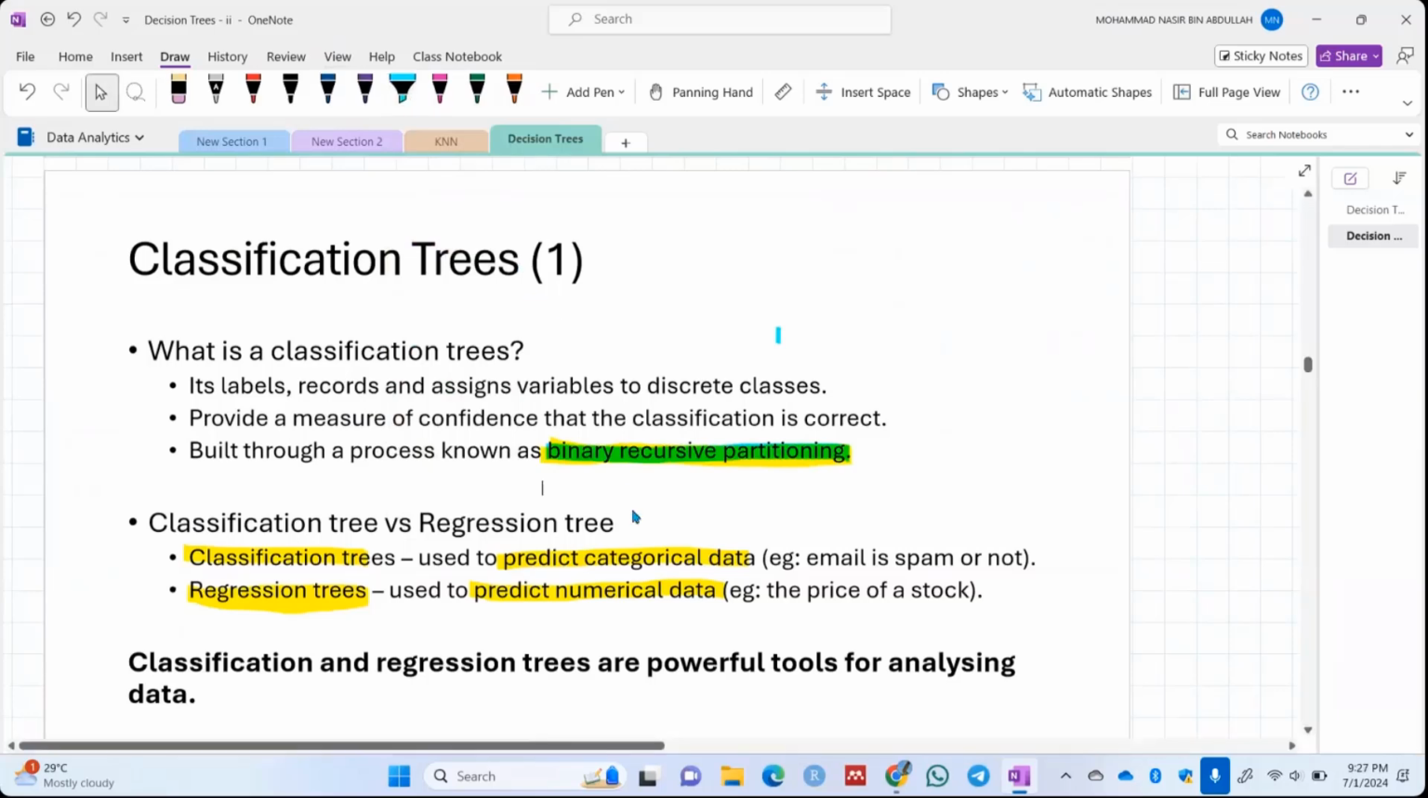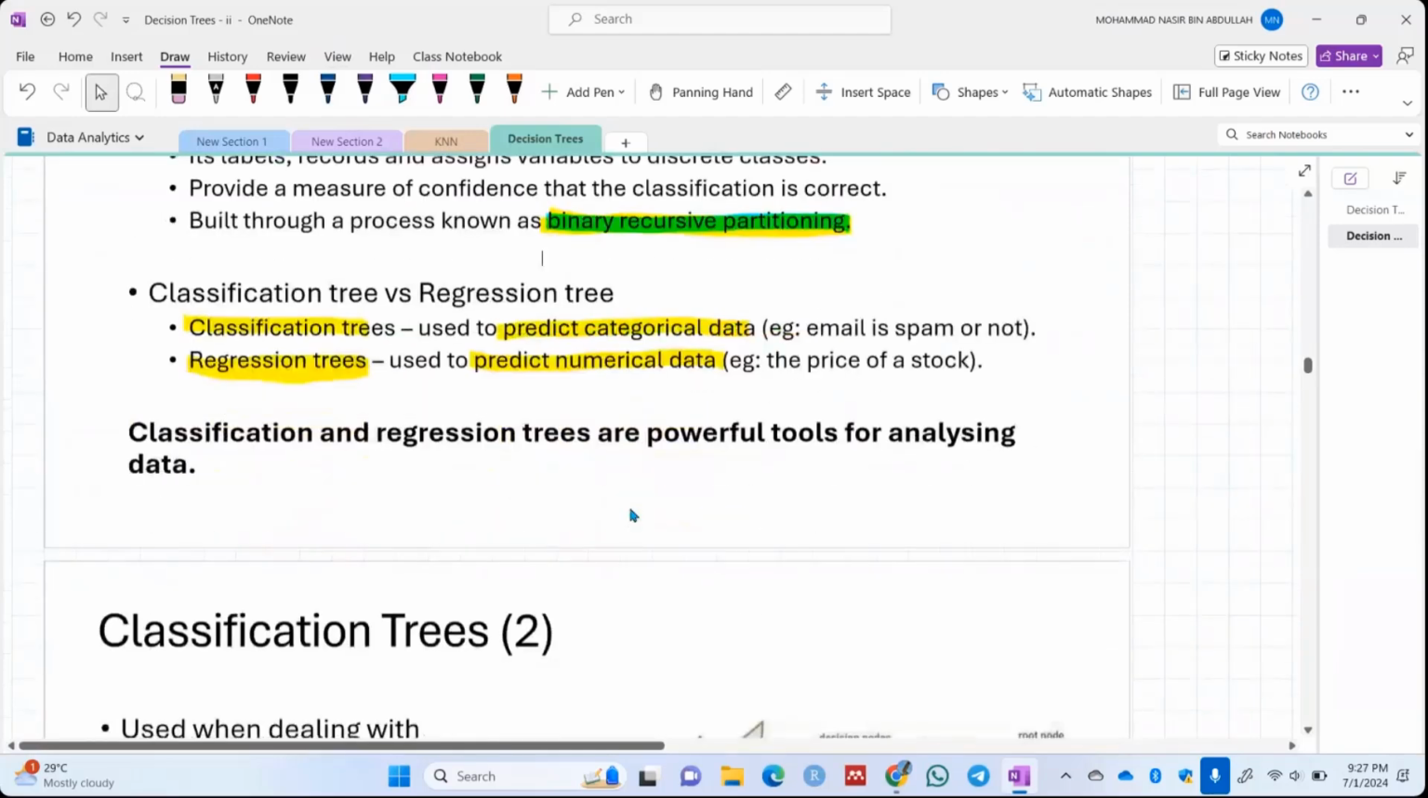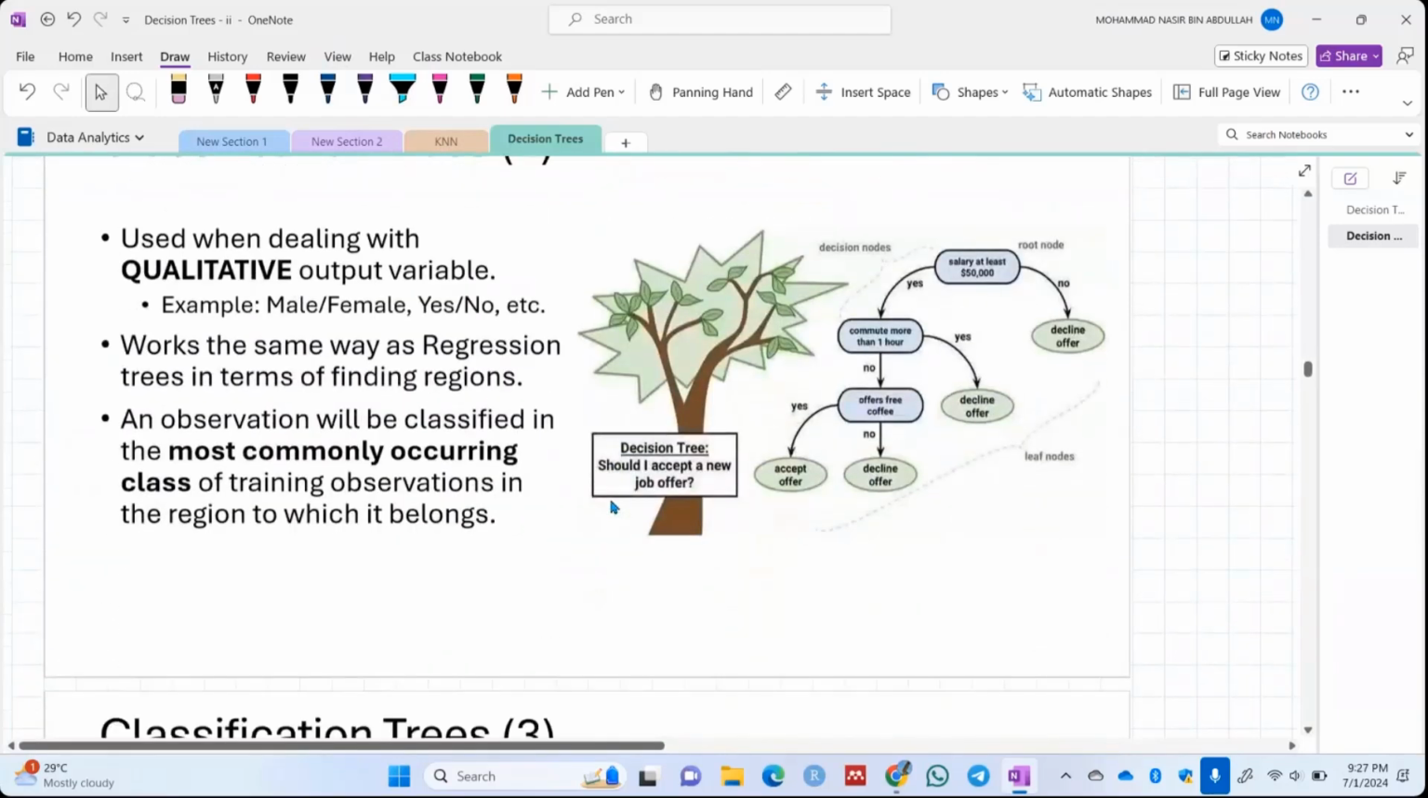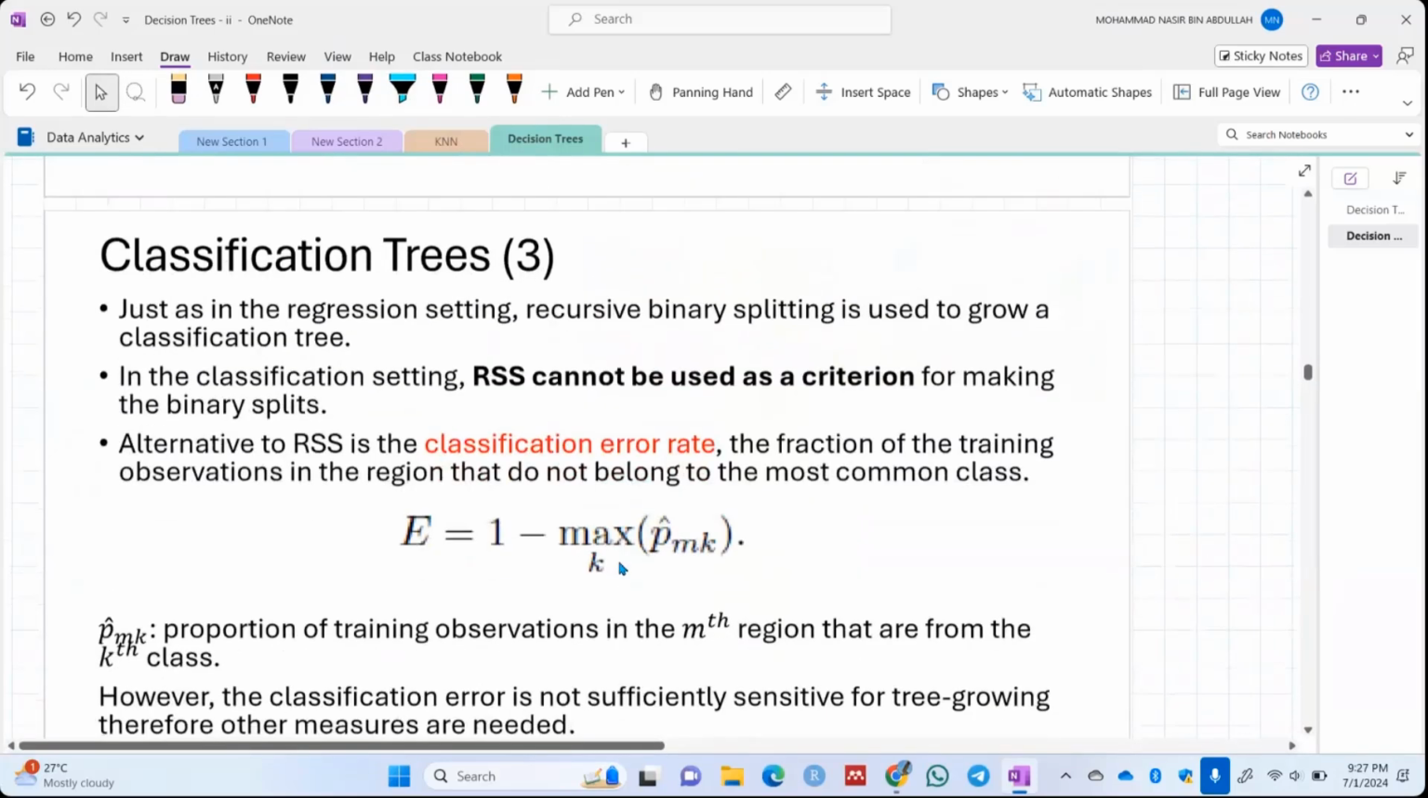So classification and regression trees are powerful tools for analyzing data. When we are dealing with a qualitative output variable, we can use a classification tree or any classification method, right? But in this case, we are looking into classification trees. So an observation will be classified into the most commonly occurring class of training observations in the region where it belongs, right?